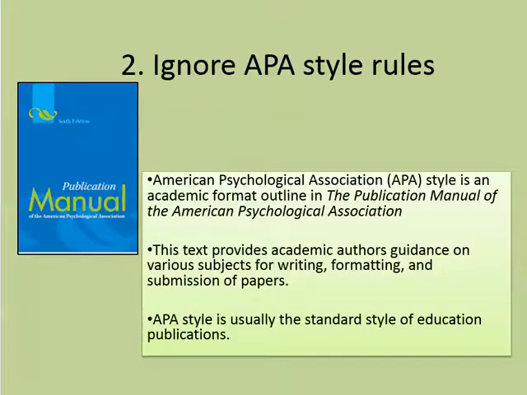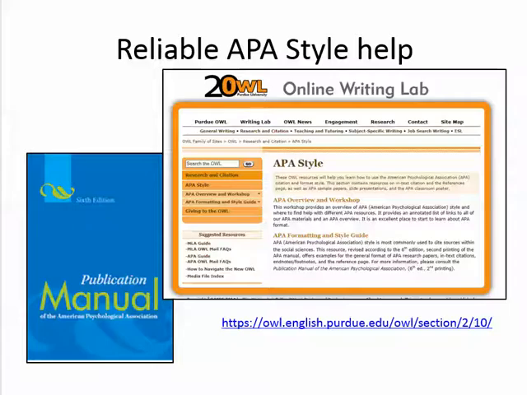Tip 2 for a bad literature review: ignore APA guidelines. The author of a really bad literature review will just make up their own personal style of citing an article. If you want a really bad literature review, toss that APA style guide in the trash. Only people that want to write a good literature review will refer to the 6th edition of the APA Publication Manual or the OWL website.